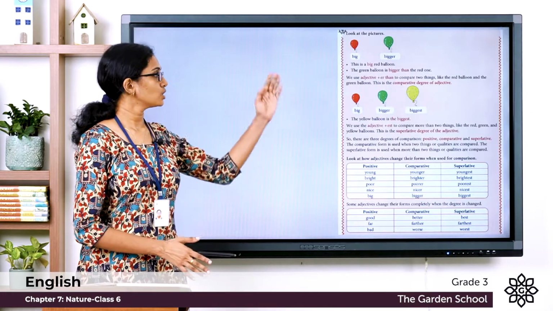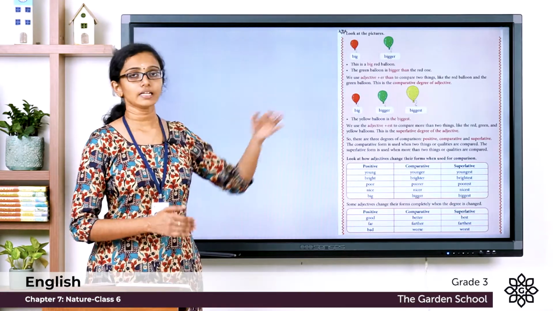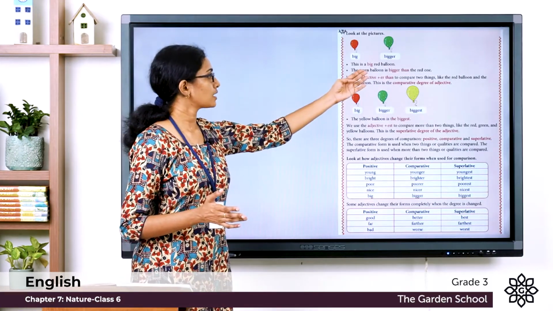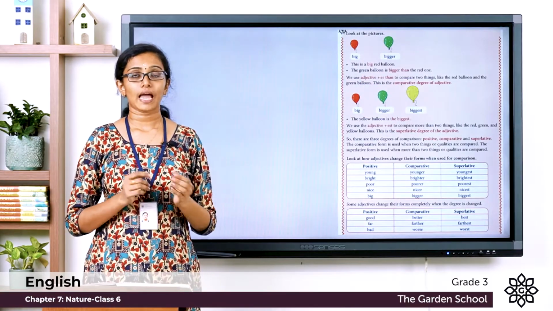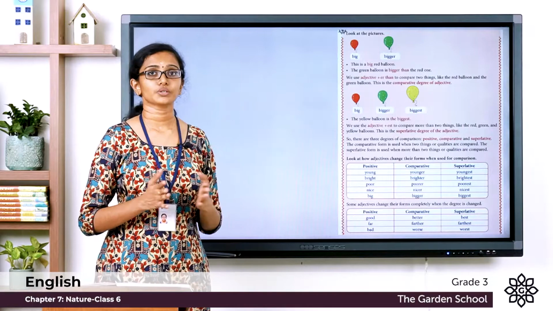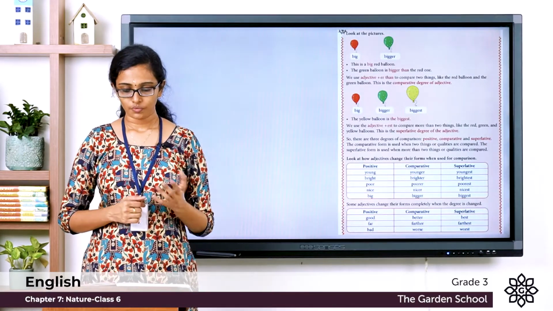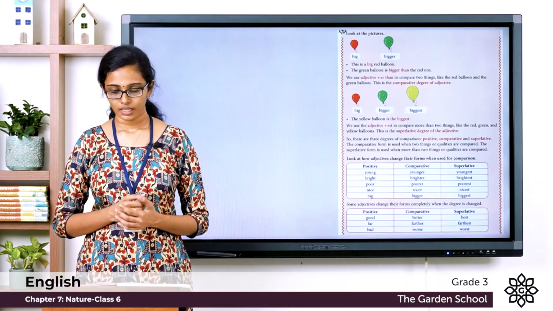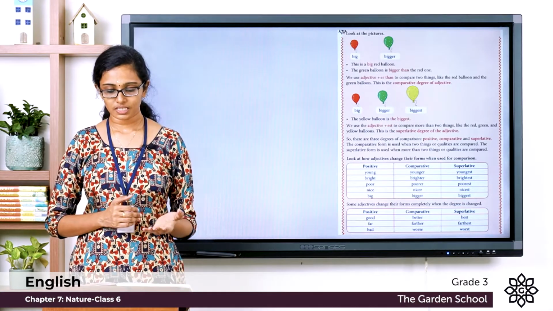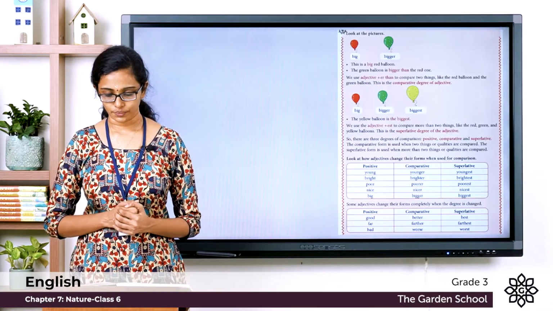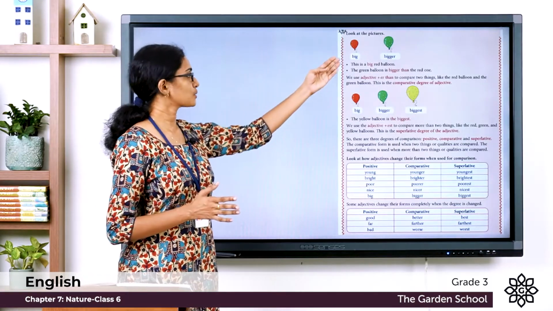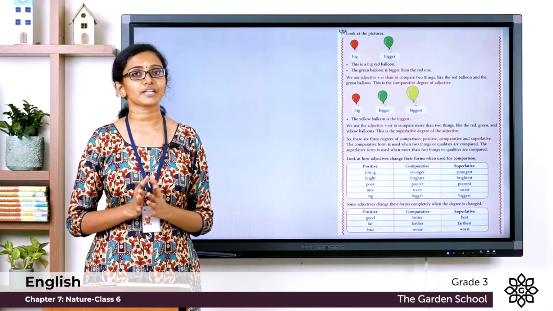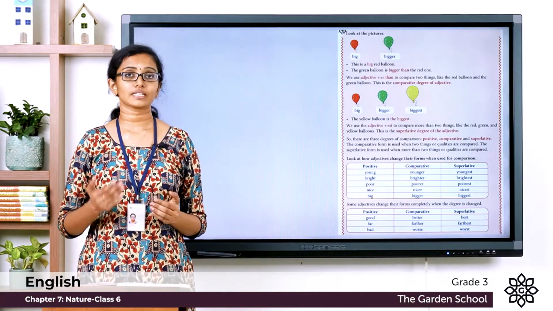So here you are comparing two things, a red balloon and a green balloon. So when you compare the two things, the adjective big became bigger than. We added the suffix ger to the adjective big. So we use adjective plus er than to compare two things, like the red balloon and the green balloon. So this is the comparative degree of adjective. So here the word, the adjective big is the positive degree, and the word bigger than is the comparative degree of the word big. Look at the next set of pictures.